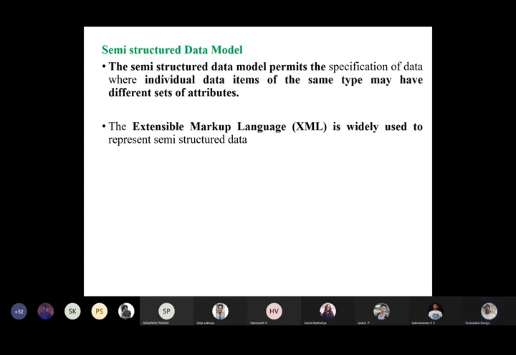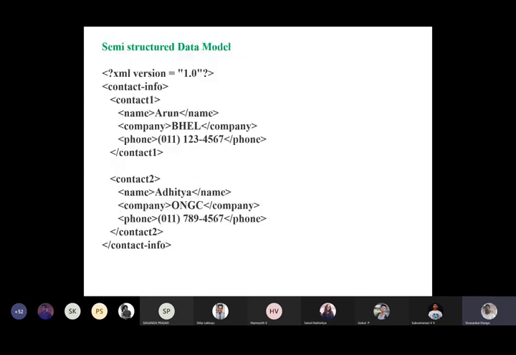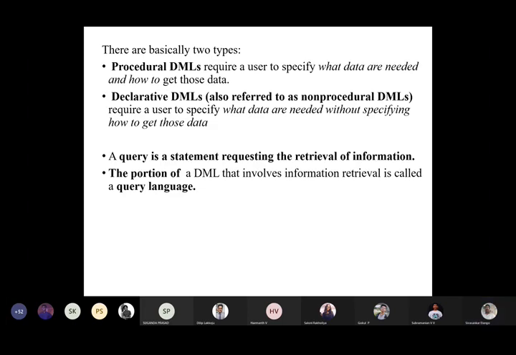So we have students, and for different students I have different sets of attributes. I will be able to store the contact number of one student in an XML file. For another student, I'll be storing his email ID, right? So different items may have different sets of attributes. It's known as semi-structured data, and I will be able to represent semi-structured data in a better way using extensible markup language, right?